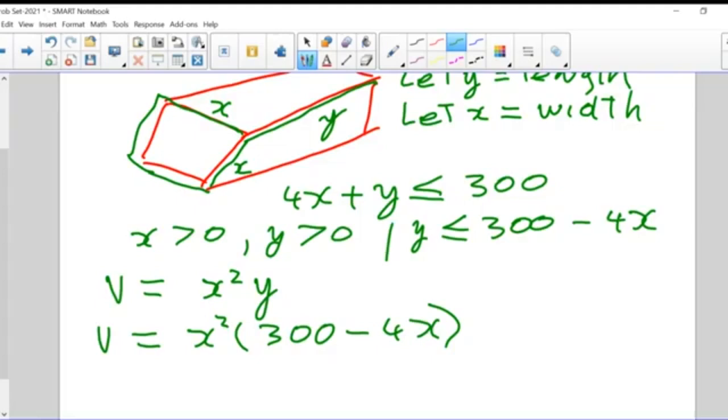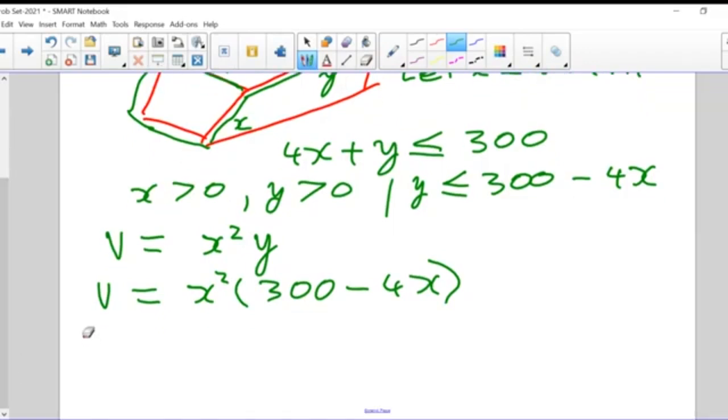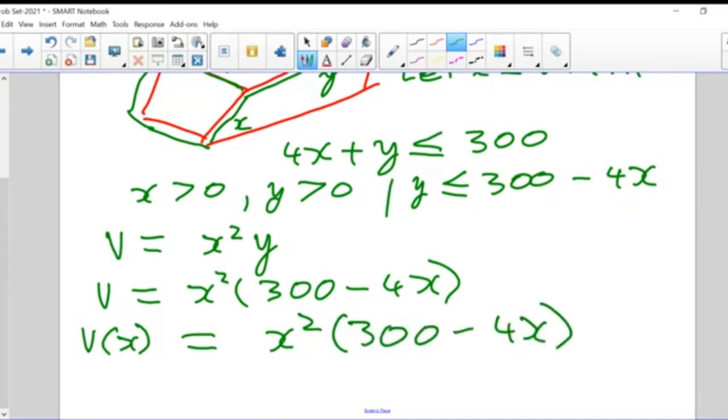Okay, so now we have a function that will tell you what the volume is at any point in time. Just put in the value of x, and it tells you what the volume is at that point. What do you recommend we do with that volume equation? So it's a v of x function: volume based on the distance across the side, x squared times (300 minus 4x). What do we do now?